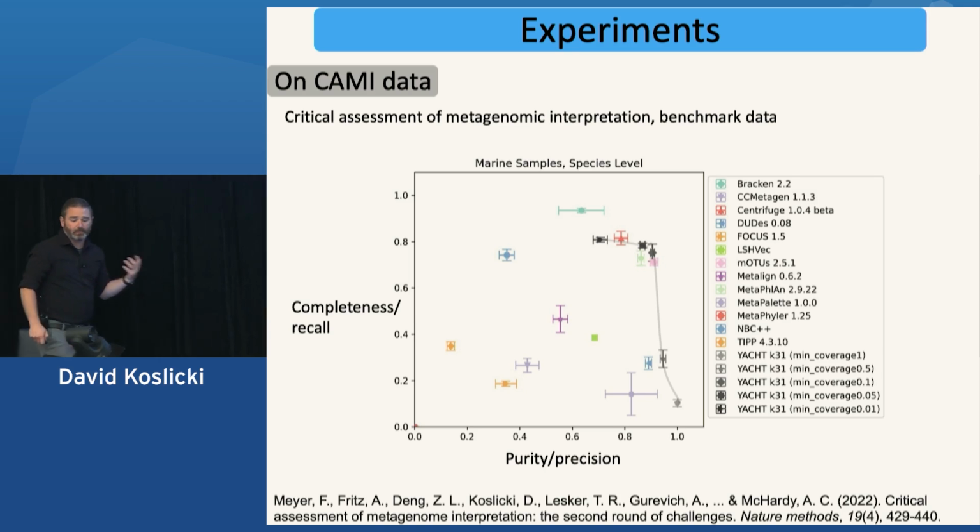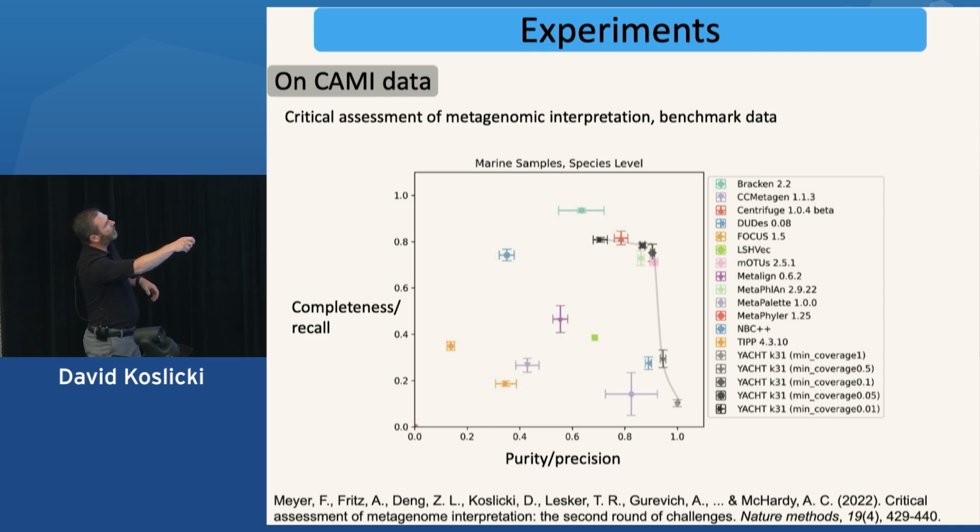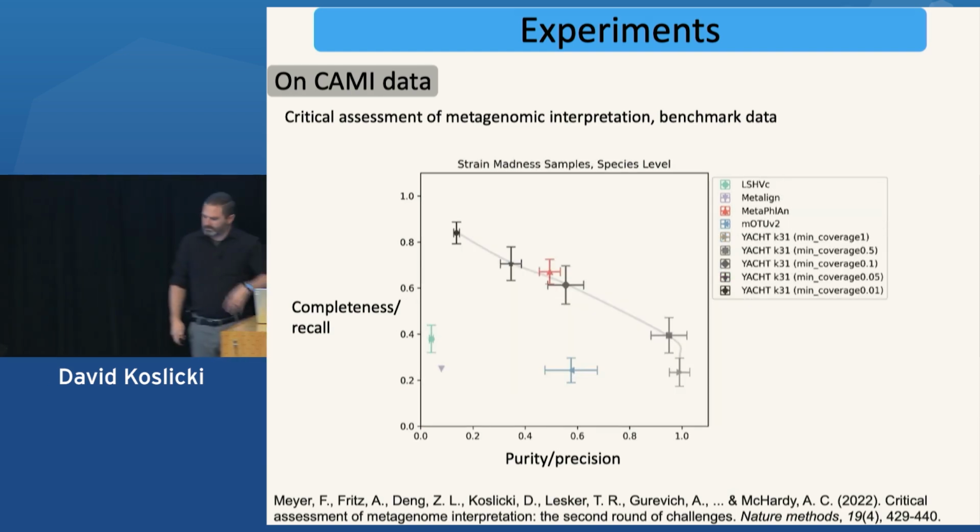So for example, if now I move to marine samples, then at a few different parameter settings, it might be more precise, but less sensitive. Turns out centrifuge in this case does kind of the better overall, but at least this curve as you move your minimum coverage is nice and up and to the right. So same thing happens as you change environment.